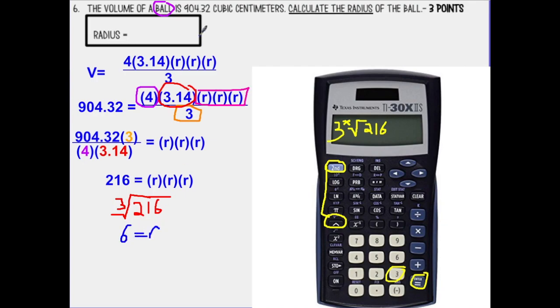All right, and then let's look at our question again. It says calculate the radius. So the radius here is 6, and our measurement was cubic centimeters. So radius is just a length, so 6 centimeters.